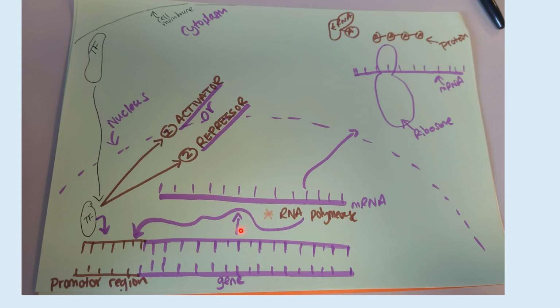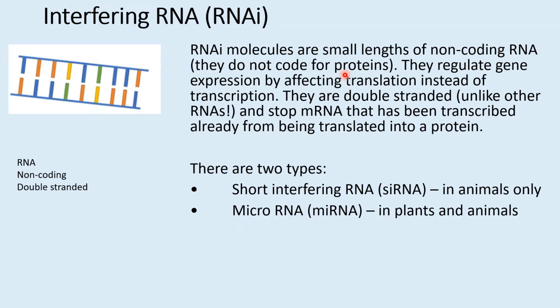But the problem is mRNA has already been made. So what can you do? Your mRNA has already been made, so we can't stop that, so it leaves the nucleus and it enters the cytoplasm. It's already been made, but we want to stop the protein from being made. So what can we do? The problem is we have mRNA already. So this is where we talk about RNAi.